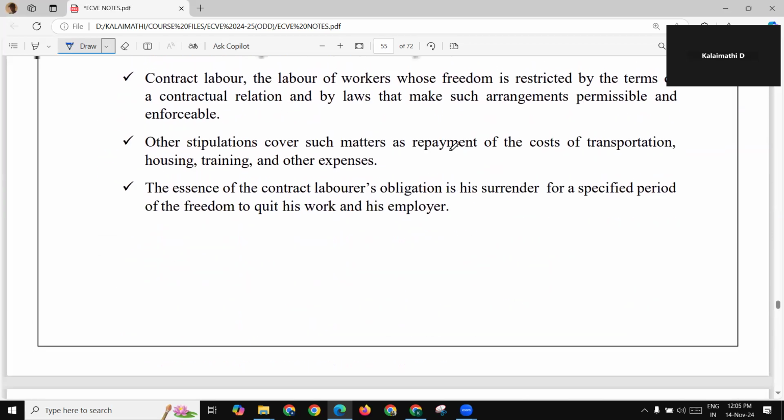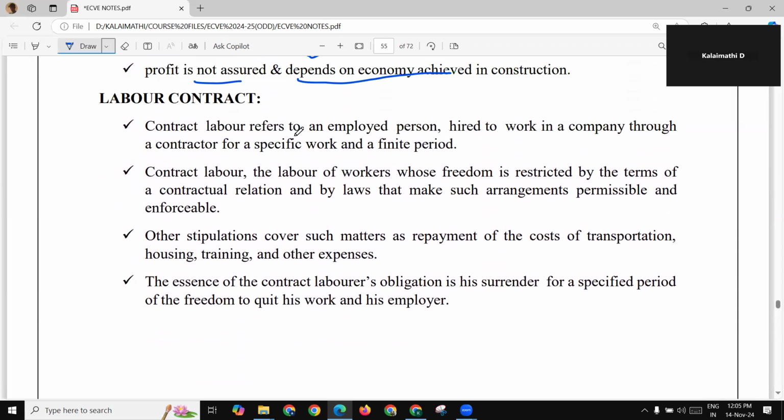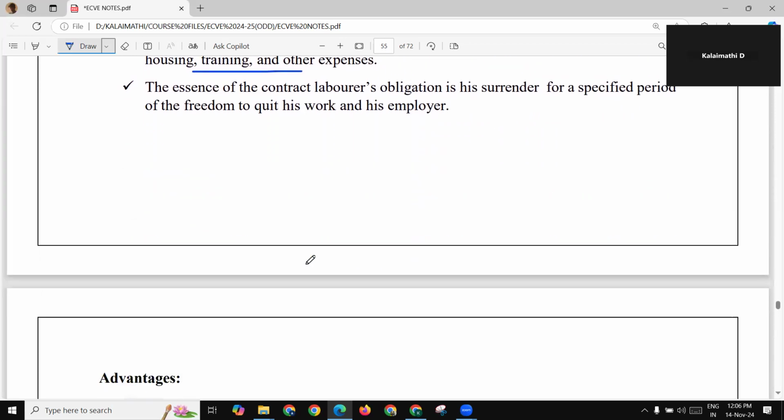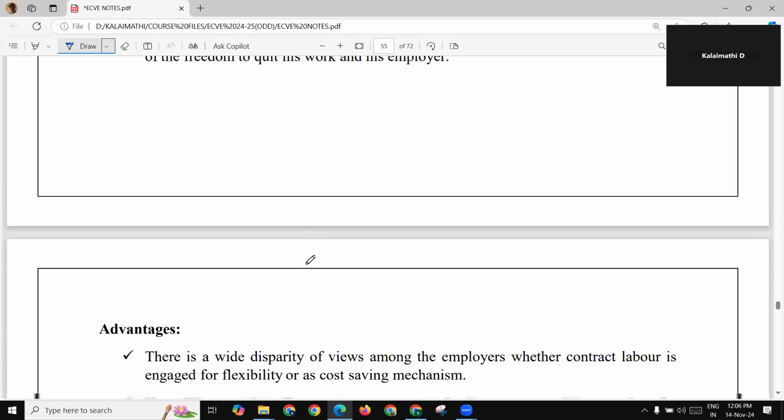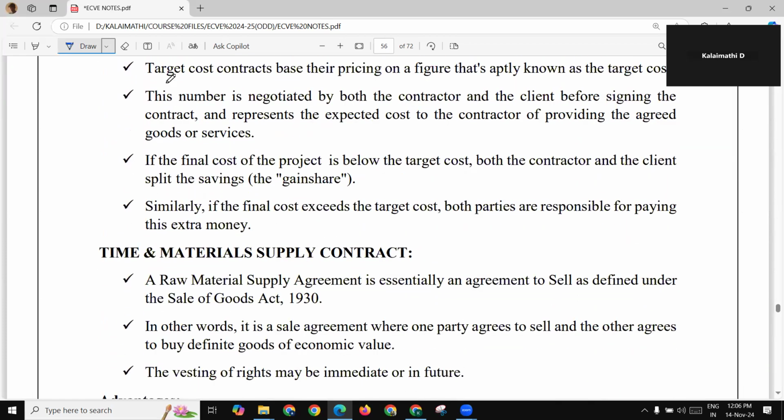Now it is labor contract. Contract labor refers to an employed person hired to work in a company through a contractor for a specified work and a finite period. Contract labor is the labor of workers whose freedom is restricted by the terms of a contractual relation and by laws that make such arrangements permissible and enforceable. Other stipulations cover such matters as repayment of the cost of transportation, housing, training, and other expenses. The essence of the contract laborer's obligation is his surrender for a specified period of the freedom to quit his work and his employer.